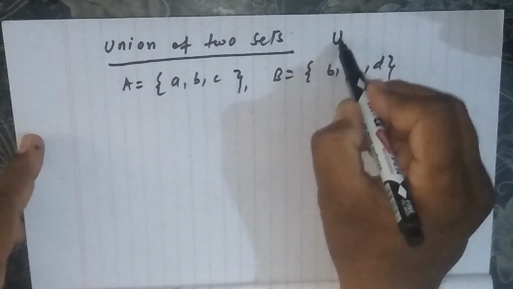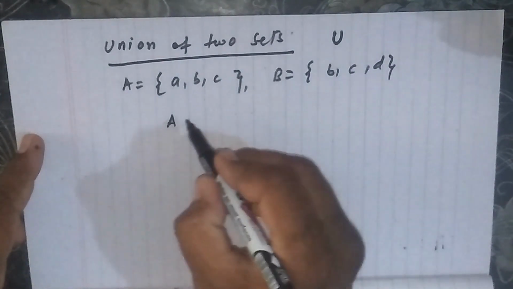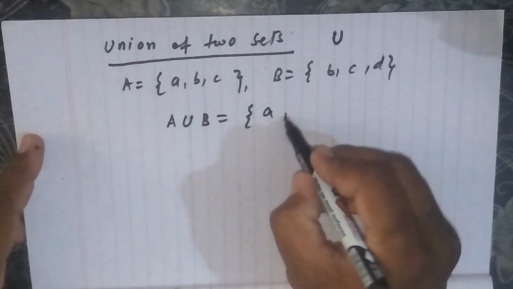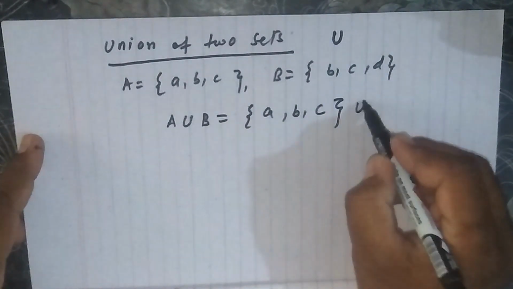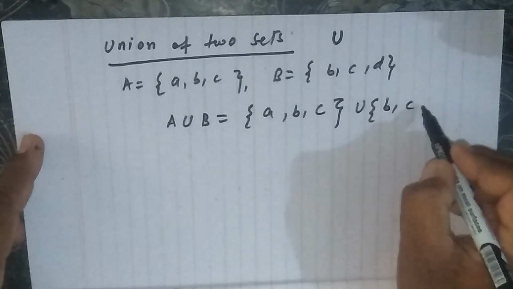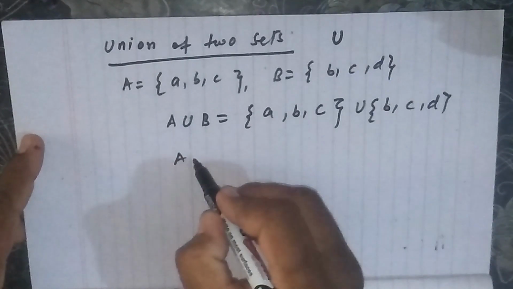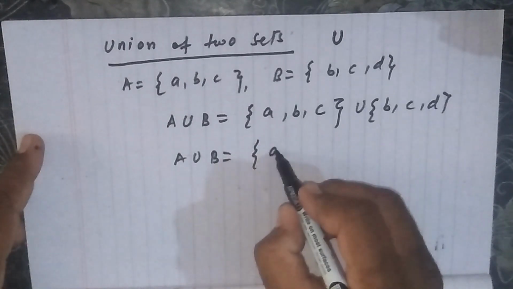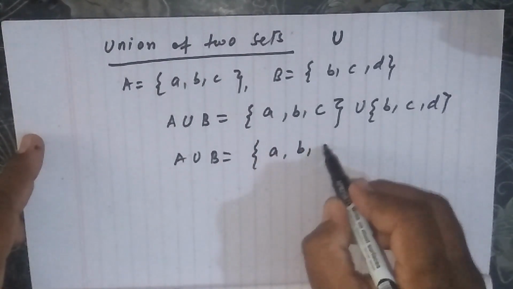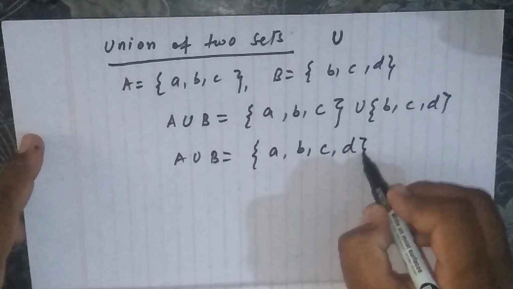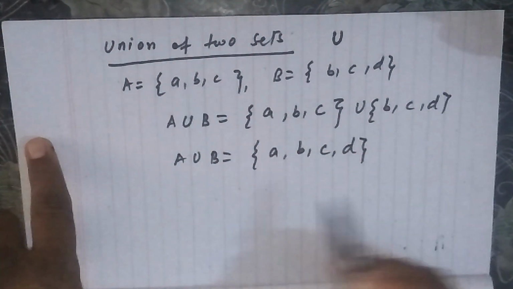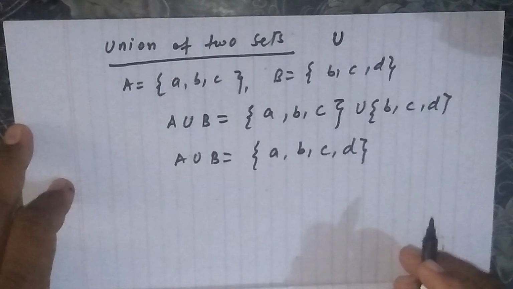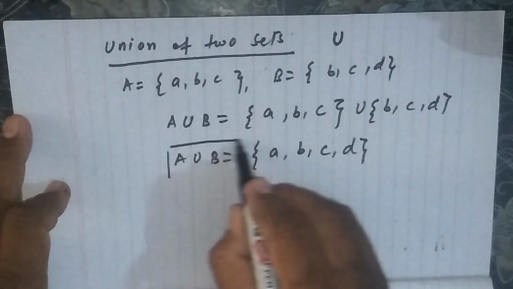It is denoted by this sign U, and it is calculated as A union B is equal to A, B, C union B, C, D. So we get A union B equal to A, B, C, and D. Remember that we will not repeat B twice, as B is in set A as well as in set B. So B will be written once and C also will be written once. So this is the union of two sets A and B.